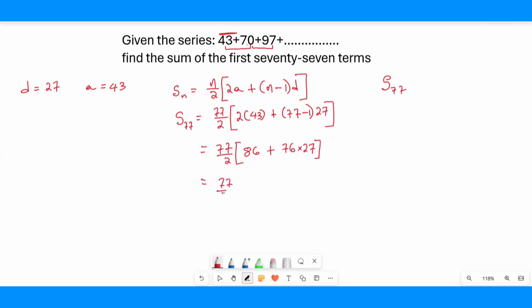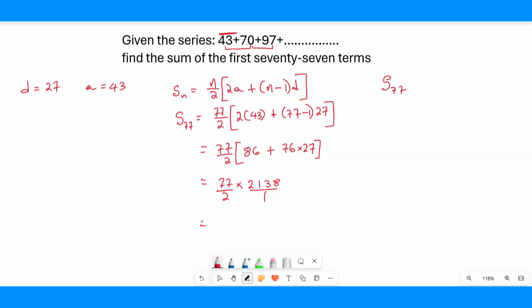So let us go inside the bracket. Let's work out what we have in the bracket. So we could multiply 76 times 27, and then we add 86 to that. This is going to give us, inside the bracket, 2,138. So all we got to do is multiply that by 77, then divide it by 2.